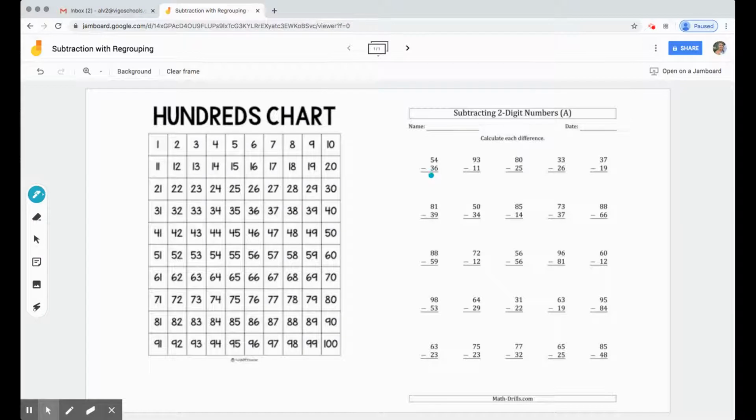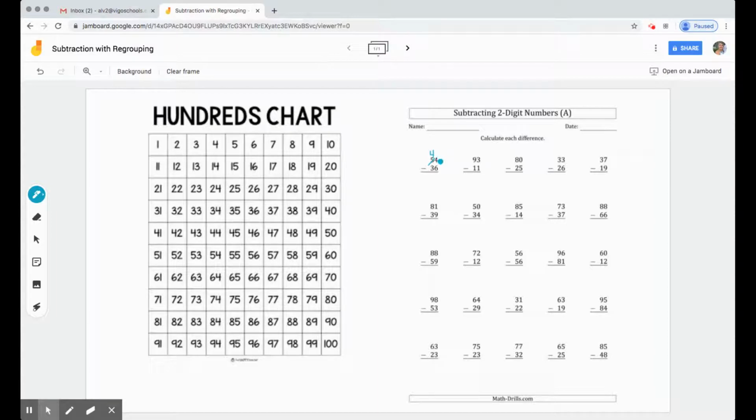We have 54 minus 36. I'm going to look at my ones place first. I know that I can't take a bigger number away from a smaller number, so I'm going to have to borrow from my tens place. I'm going to look at my 5 and cross it out. I'm taking 1 away from that 5, so it will become 4.